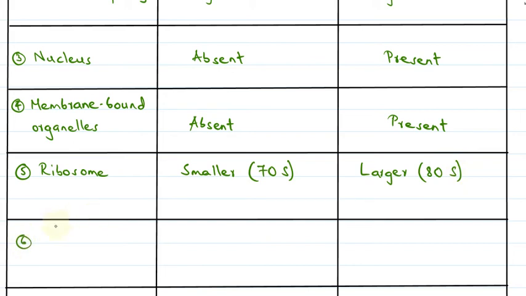Then we would be talking about the DNA being complexed with histone proteins. These histones are positively charged proteins and these histones are complexed or associated with DNA in case of eukaryotes, whereas this type of association is absent in case of prokaryotic cell.